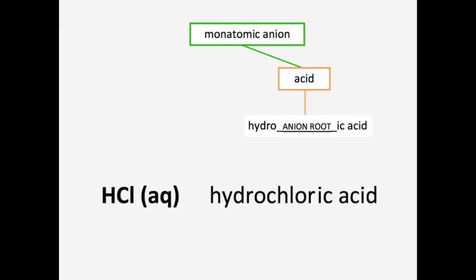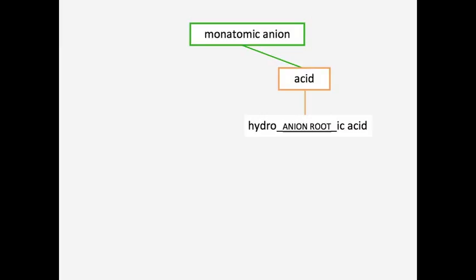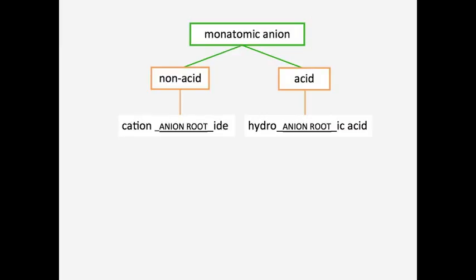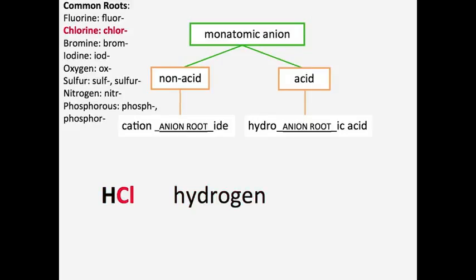If the aqueous phase is not indicated in ionic compounds containing monatomic anions, do not name this compound as an acid. Instead, treat it as a non-acid. Hydrogen is a cation, so we will begin with hydrogen and attach the anion root to "ide." For example, if HCl is presented without an aqueous phase label, name it as if it was not an acid. Begin with the cation, hydrogen. Plug in chlorine's root, chlor, and attach the suffix "ide" to it to make hydrogen chloride.